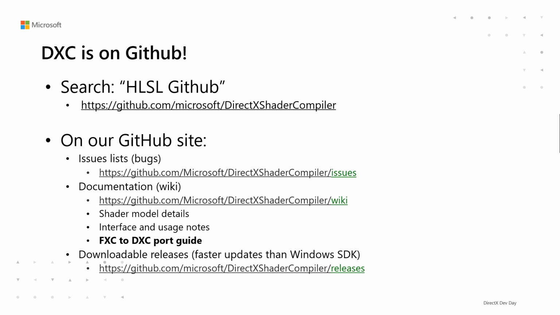You no longer have to wait for the Windows SDK to come out once a year or every 6 months to get an update to the compiler. You can go to GitHub and download our latest release and use the latest and greatest much faster.